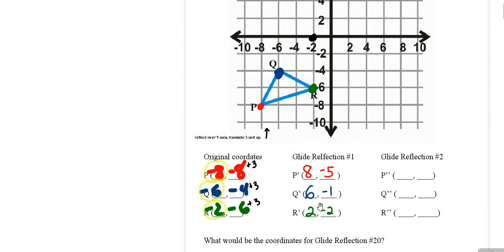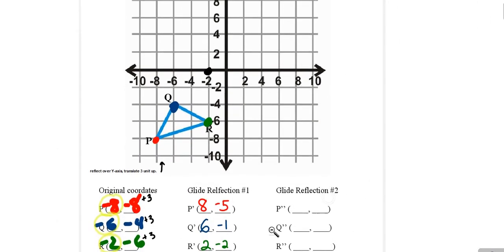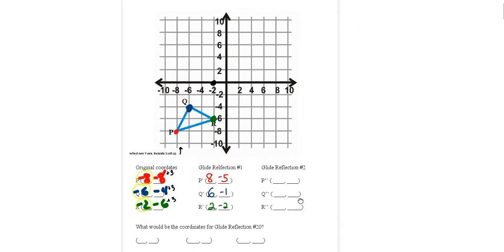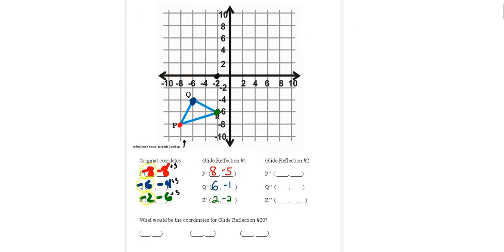Now be very careful when you graph this. Notice your units here are double units. Okay, watch. That's 1, that's 2, that's 3, that's 4, 5, 6, 7, 8, 9, 10. So 8, negative 5 looks like this. 8, positive 8, and negative 5. 1, 2, 3, 4, 5. There's our first P prime coordinate.